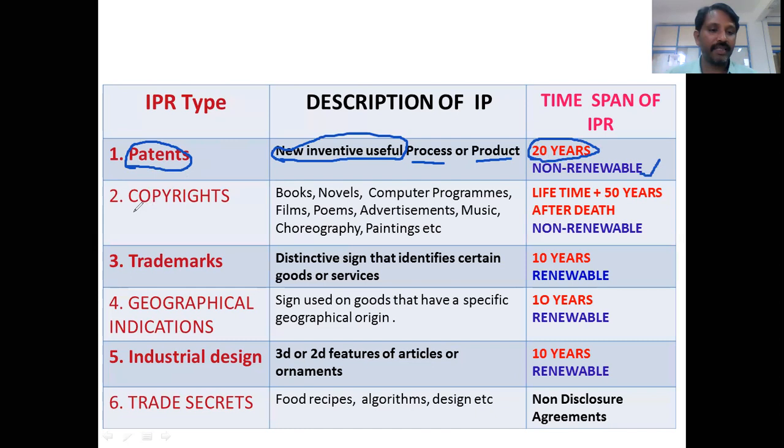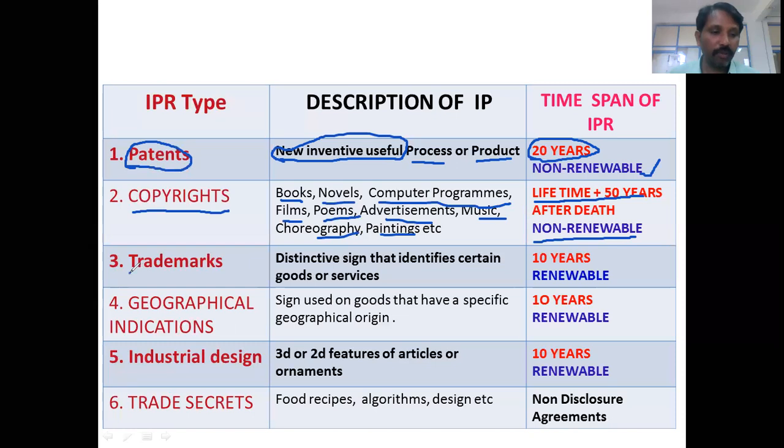The second intellectual property right is copyrights, under which books, novels, computer programs, films, poems, advertisements, music, choreography, paintings, sculpture, and so many things come. The copyright time span is lifetime plus 50 years after death. Suppose one person lives for 100 years, then it is a lifetime plus 50 years from the date of death, almost 150 years. Again, copyrights are also non-renewable. You all know that Michael Jackson is earning more after death because of all the copyrights on his songs.